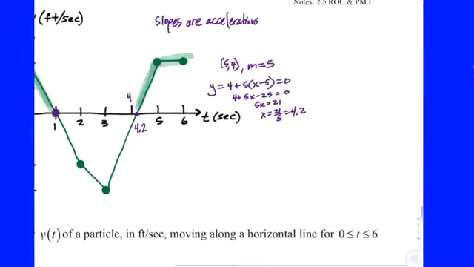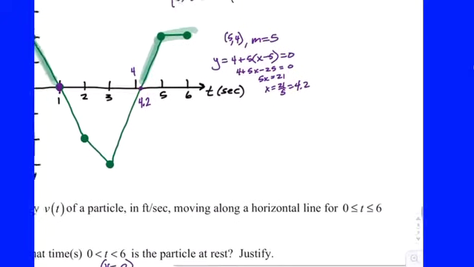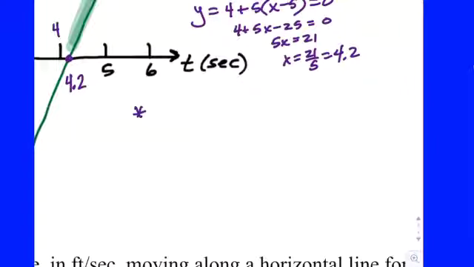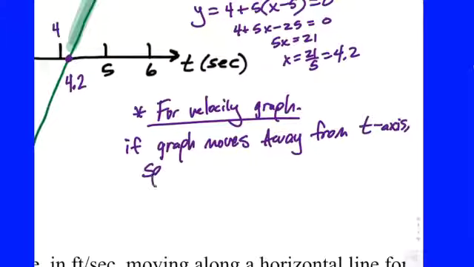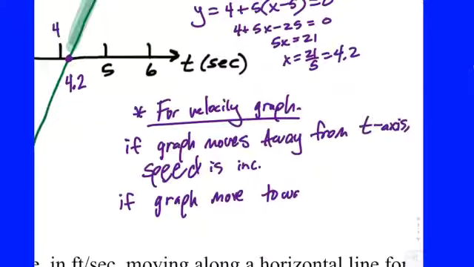Now, if you have the graph of velocity, there's a real easy way to tell. Okay, but I wouldn't justify it this way. For a velocity graph, if the graph moves away from the t-axis, speed is what? Increasing in any direction. But if the graph moves towards the t-axis, the speed is decreasing.